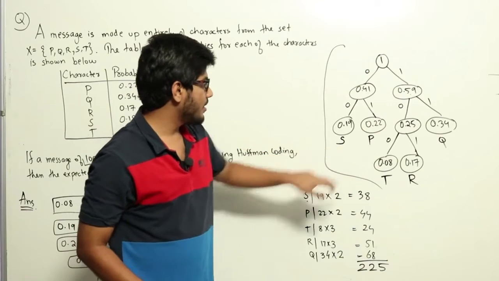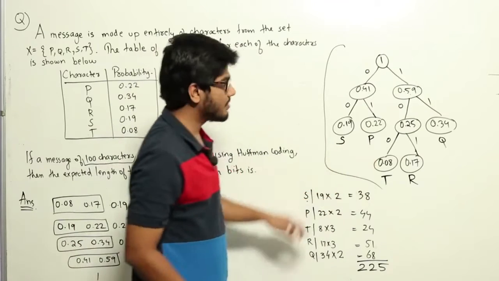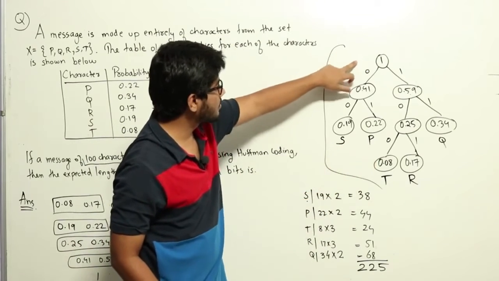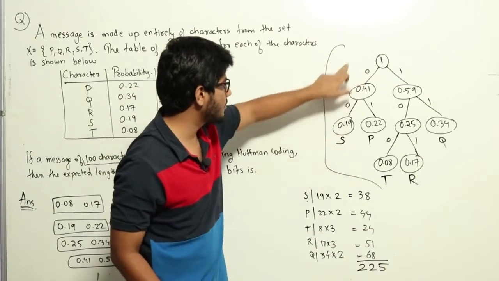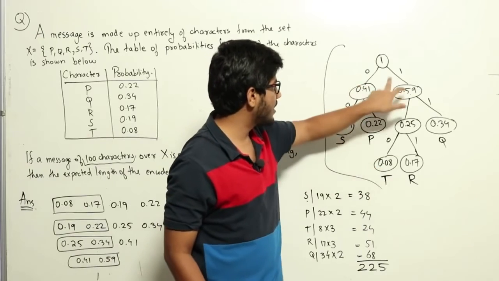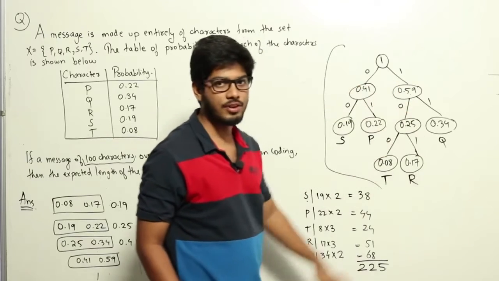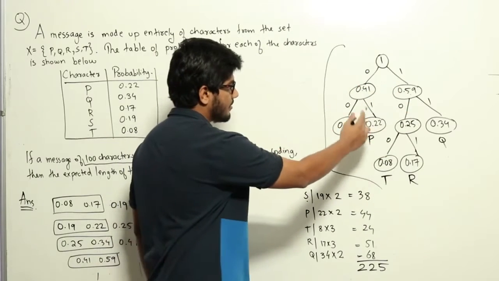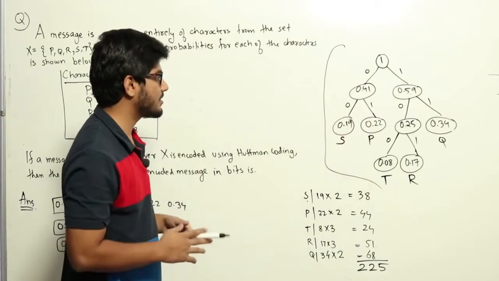So the unique encoding of each character is the sequence of 0s and 1s starting from the root node. So for S it is 0 0, for P it is 0 1, for T it is 1 0 0, for R it is 1 0 1, and for Q it is 1 1. So these are the encodings for each of these characters.